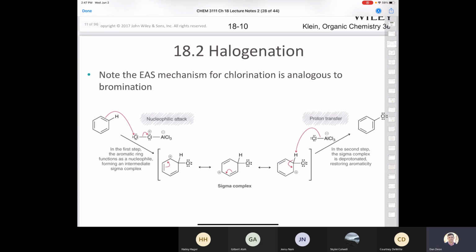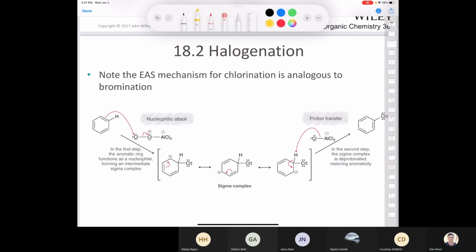This is what I told you about a few minutes ago: the electrophilic aromatic substitution mechanism for chlorination is analogous to that of bromination. All you do is replace the bromines with chlorines, and replace the iron with aluminum, right? It's the same thing. The first step is nucleophilic attack by the aromatic ring on the electrophile. You form the sigma complex. Everybody should be able to draw all the resonance structures for the sigma complex.